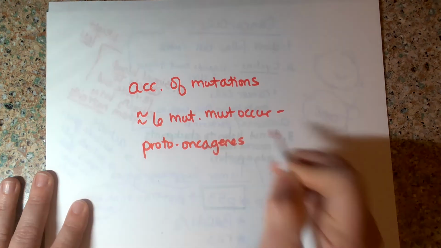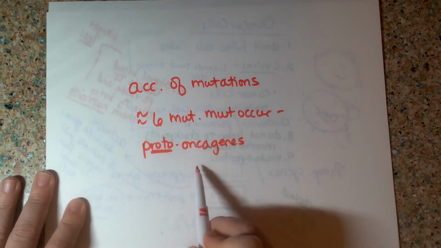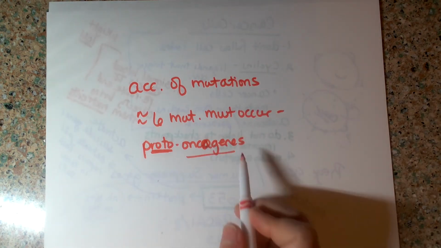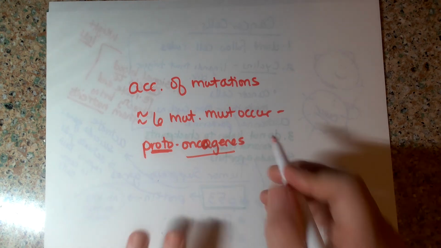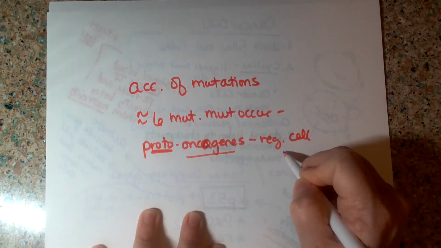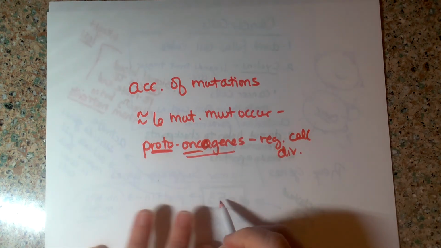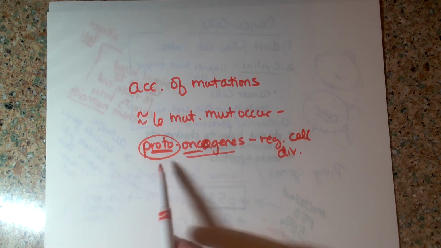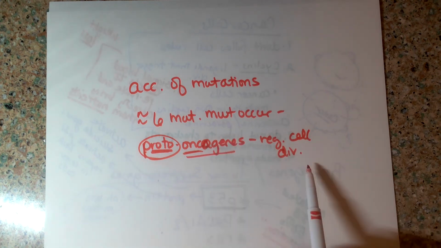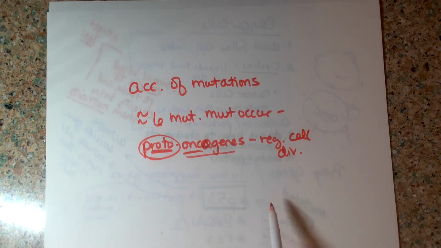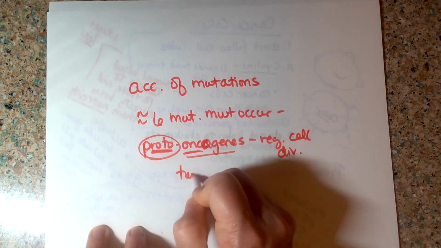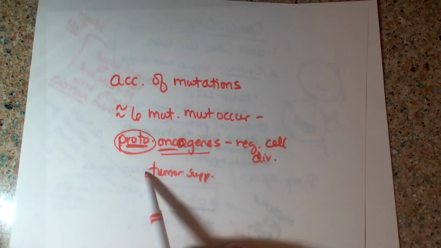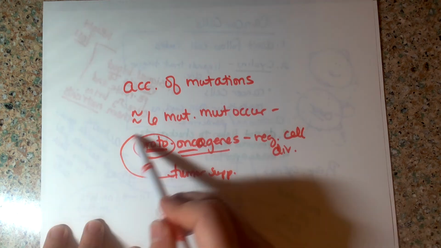Okay, proto means good. Oncogenes are genes that regulate cell division. When they're the bad guys, we call them oncogenes. When they're doing their job, we call them proto-oncogenes. So if you mutate one of these genes that maybe triggers apoptosis or is a tumor suppressor gene like your P53, okay, then you're going to have these mutations that are possibly going to cause this cancer.